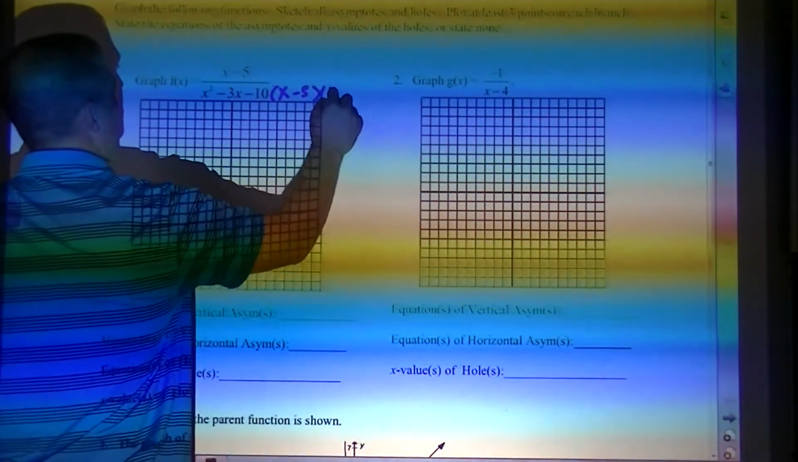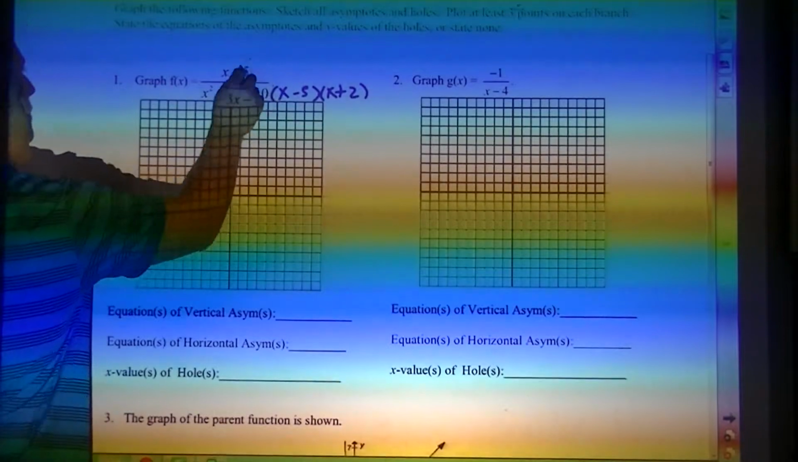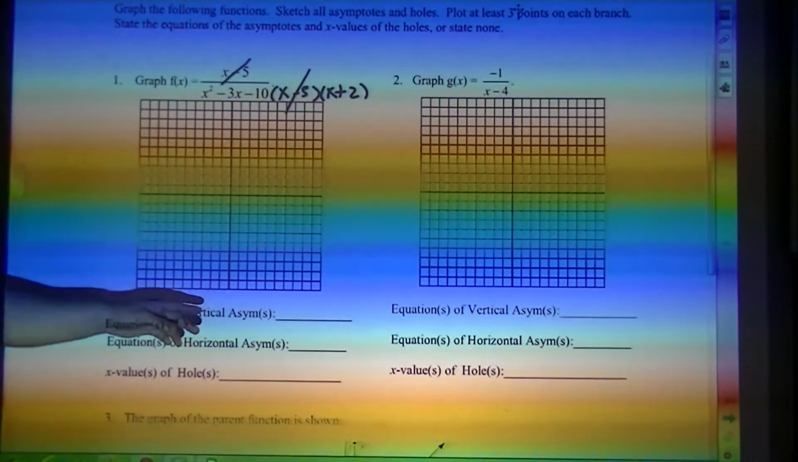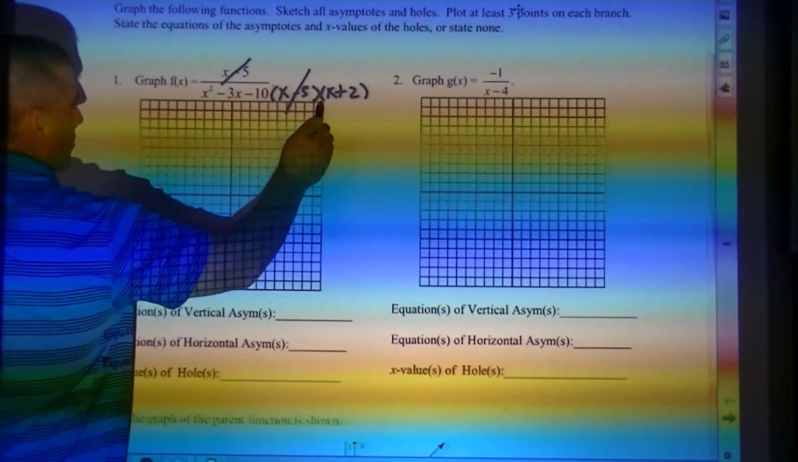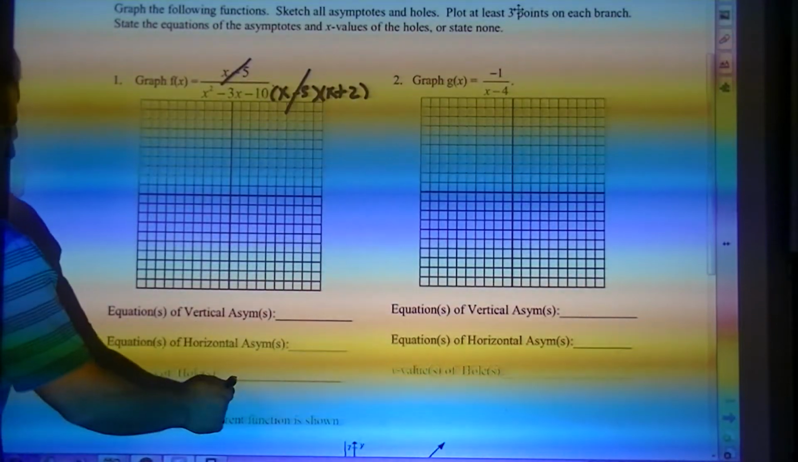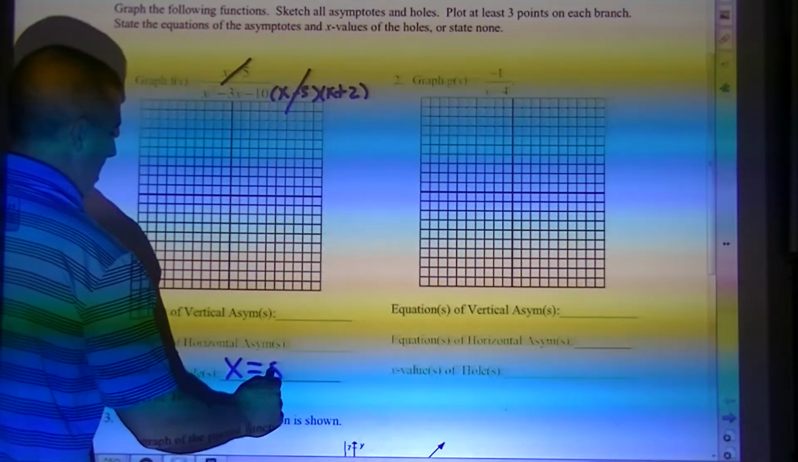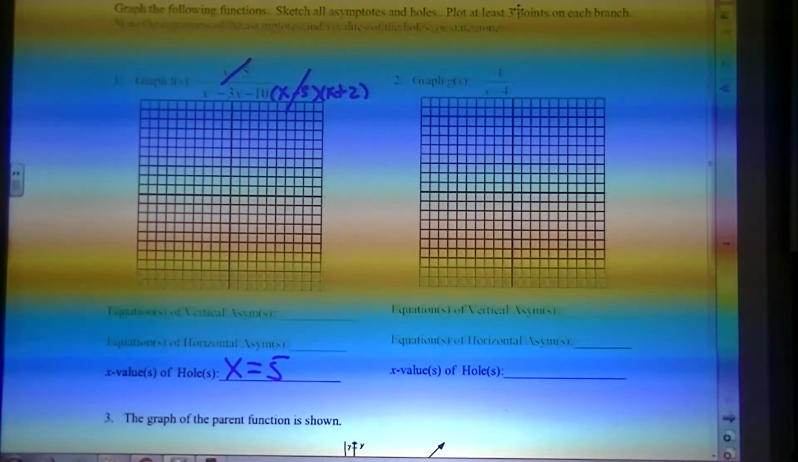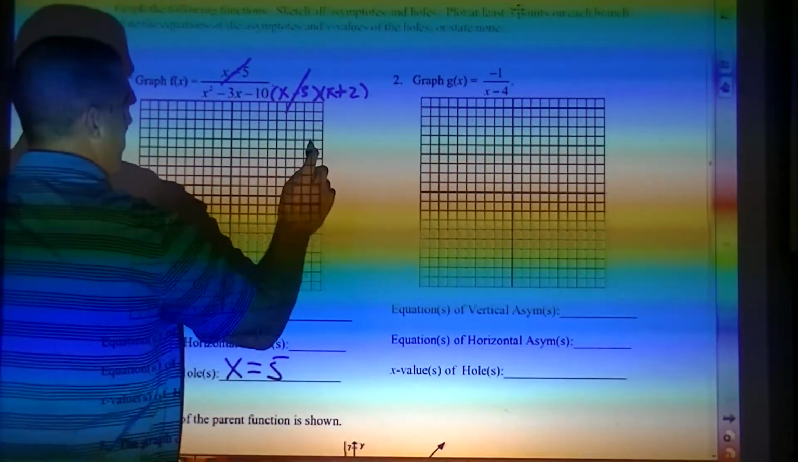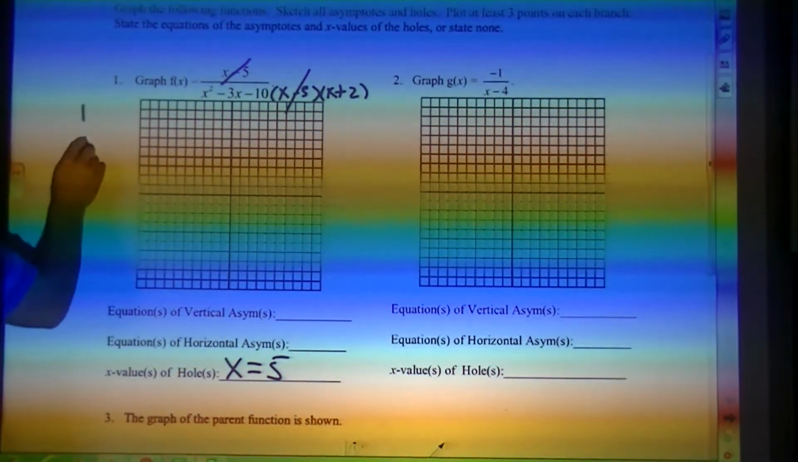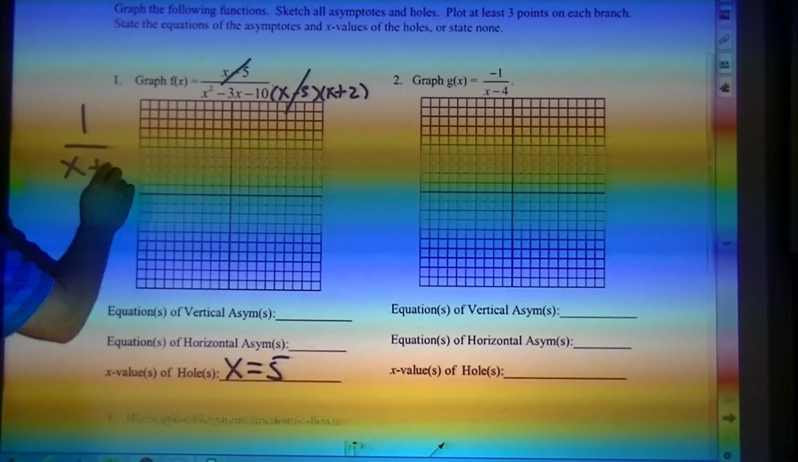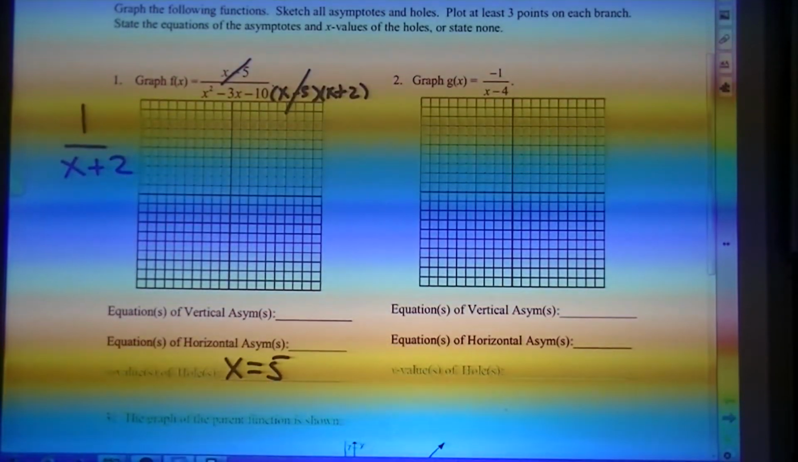Now what ends up happening here is this crosses out. Now that's going to create a hole. So the solution of that, if that's x minus 5, the value of that's going to be x equals 5. Now when we get to the graph, we're going to go through that again. Now, what I'm going to graph is this. I'm not going to worry about the other part.